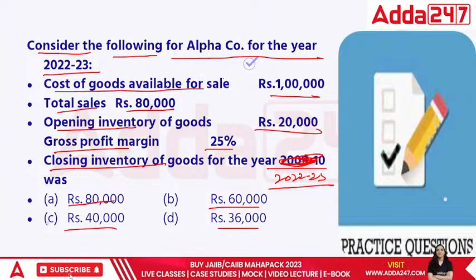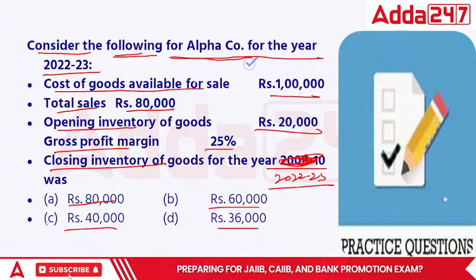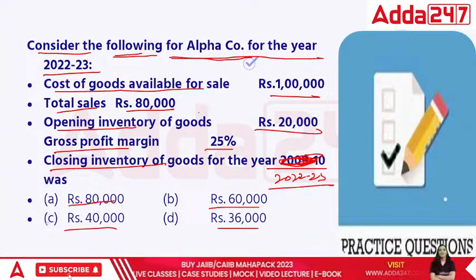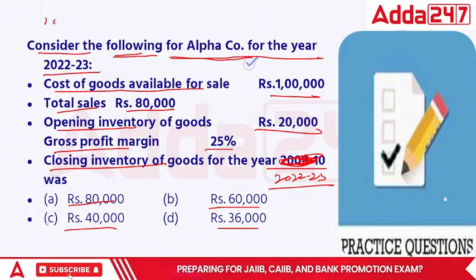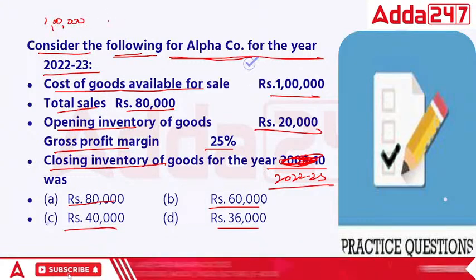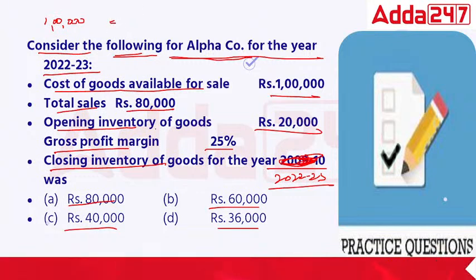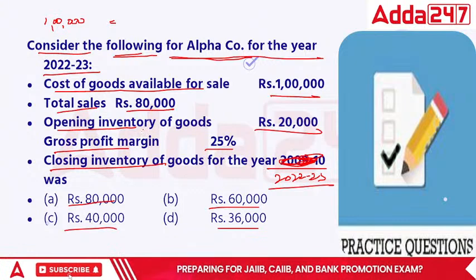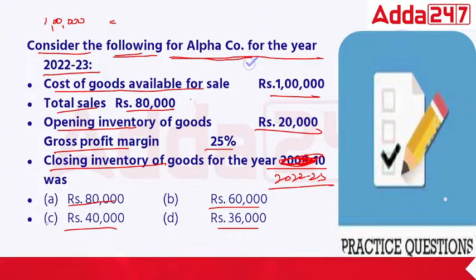Now let's look at this question, everyone. Consider the following for Alpha Company. We are given cost of goods available for sale. We have to find the closing inventory. First of all, can we find, this is the cost. 1 lakh rupees is the cost of goods available for sale, right? Opening inventory is already given.